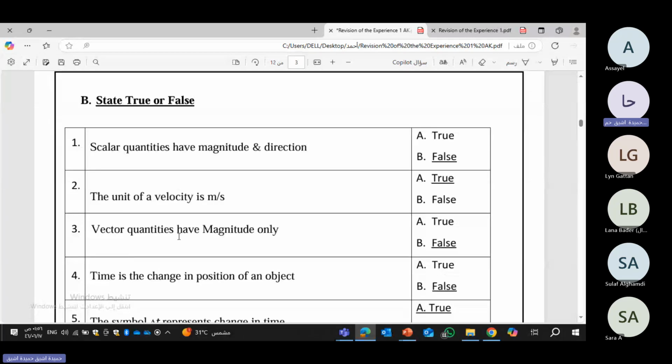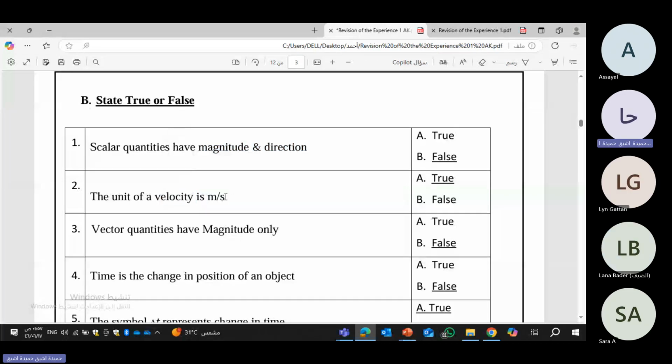Now we have true or false. Scalar quantities have magnitude and direction. Is that correct? False. So which one has magnitude and direction? Vector. Excellent, bravo. The unit of velocity, you just said it, meter per second, so this is true. Vector quantities have magnitude only? No, also direction. Yes, magnitude and direction.